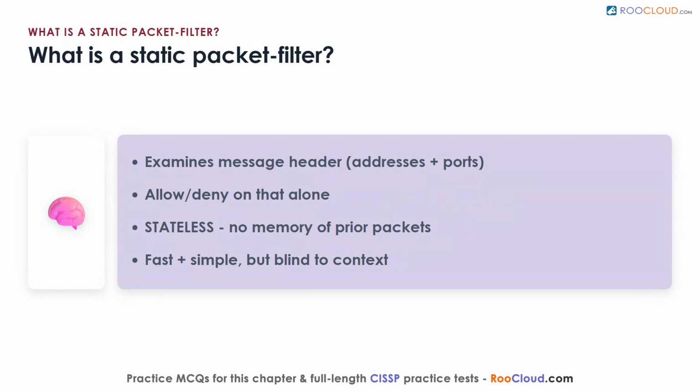What does a static packet filtering firewall do? It makes the most basic decision possible. It examines a message header, usually the source and destination addresses and the port numbers, and allows or denies based on that alone. Crucially, it is stateless, judging each packet entirely on its own with no memory of what came before. That makes it fast and simple but blind to context. Think of a bouncer who only checks the address on each envelope and never notices that 100 of them just arrived from the same suspicious sender in a row.